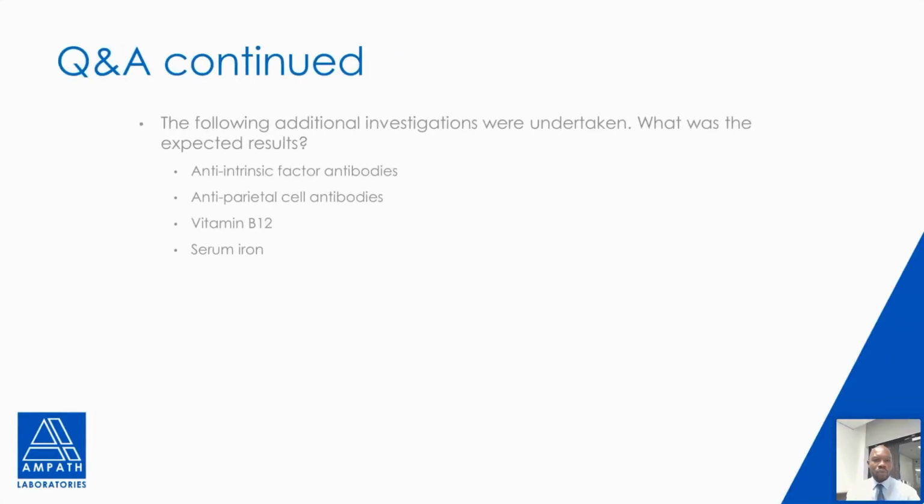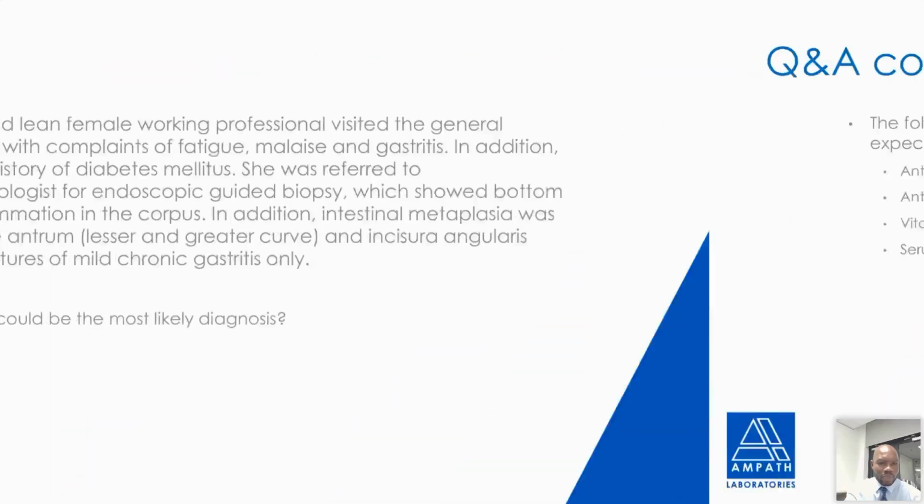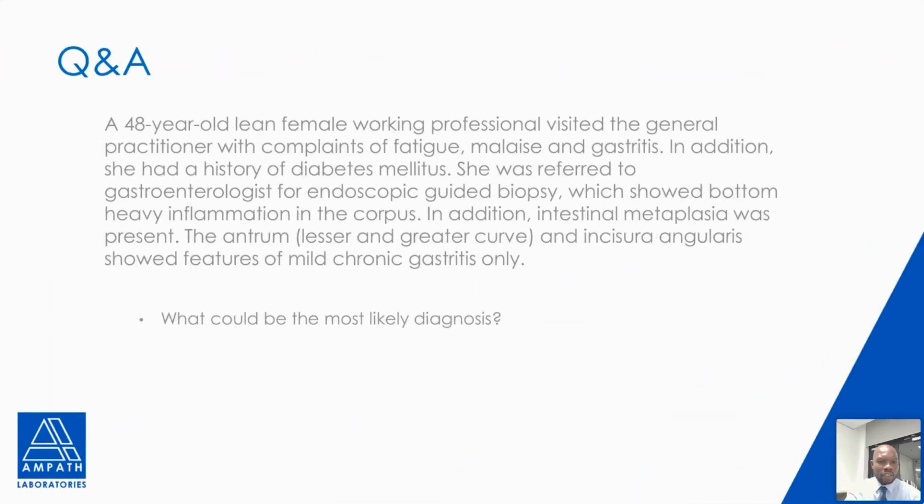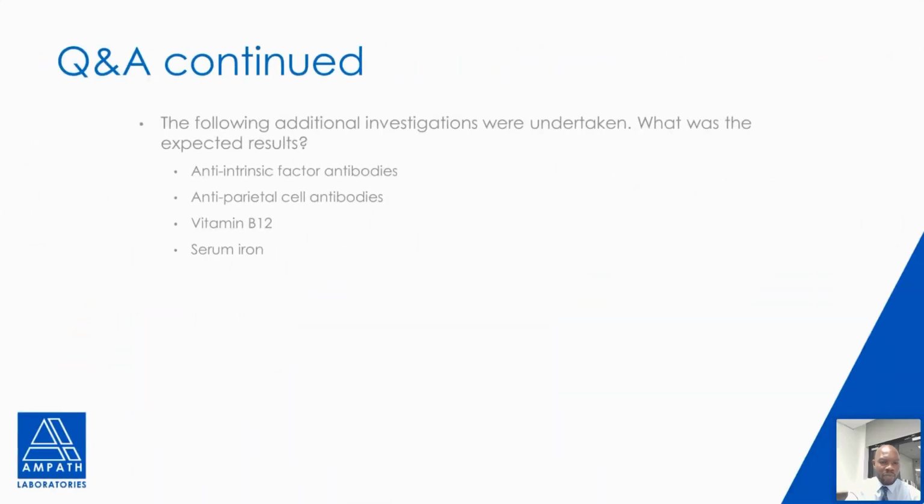And then when additional investigations were undertaken, what would have been the expected results? Anti-intrinsic factor antibodies, we expect those to be positive. Anti-parietal cell antibodies, expected to be positive. Vitamin B12, expect that to be low. Serum iron, also expect that to be low. So this would explain the history of this patient experiencing fatigue as well as malaise, meaning that they are having anemia as well.